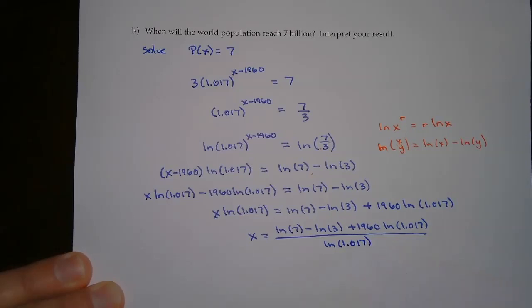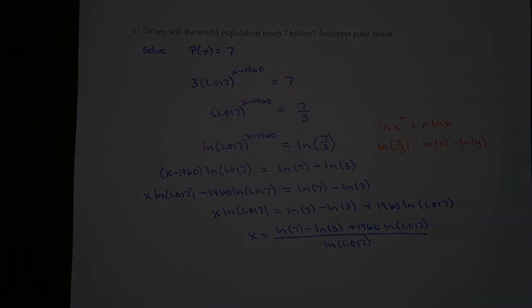1.017. Okay, so we're going to go back to our calculator and put this in to figure out what number this is. I can't tell what number it is by the way we wrote it. By putting it in the calculator, we'll have a better understanding, because this x is the year in which this should have happened. All right, so let's go back to our calculator and we'll do that.